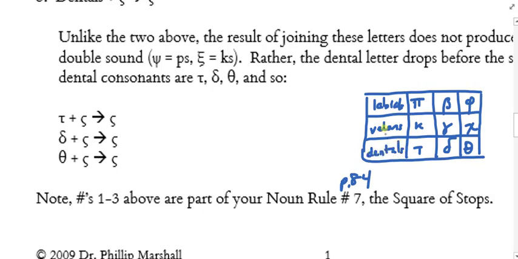So when he tells you to memorize your noun rules, and this is noun rule number 7, the square of stops, this is the square he's talking about. Now, this is a little bit of a misnomer, and this is what I want to talk to you about. A stop consonant is exactly what it sounds like. All the airflow comes to a point of stoppage and then release. So when you look at these letters that are referred to as the square of stops, technically they're not all stops, are they? How do you pronounce this first one up on the top right hand?